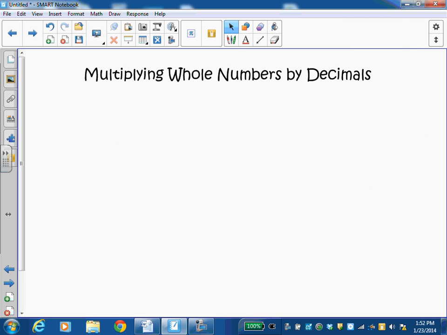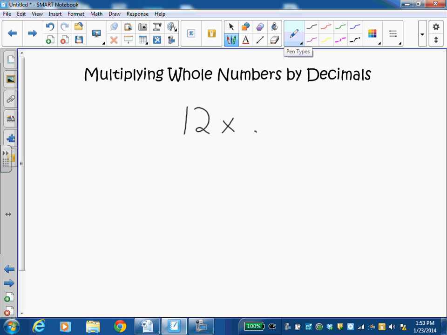Okay? For number 2, it says 12 times 3/10. Okay? So again, I'm going to just look at this as 12 times 3. That's how I'm going to set it up. Then I'll put in my decimal. Okay? I work the multiplication problem. 3 times 2 is 6. 3 times 1 is 3.